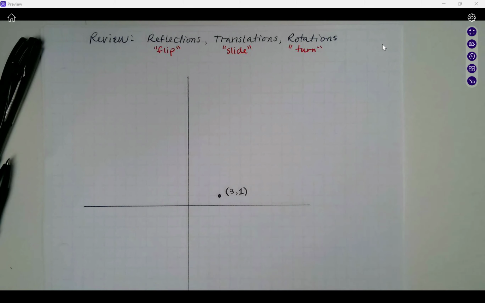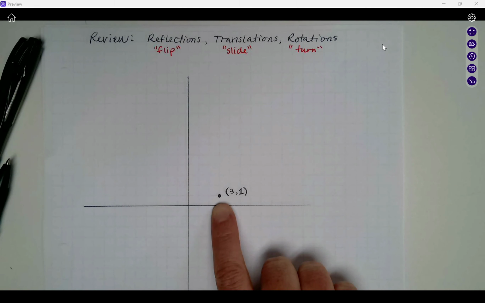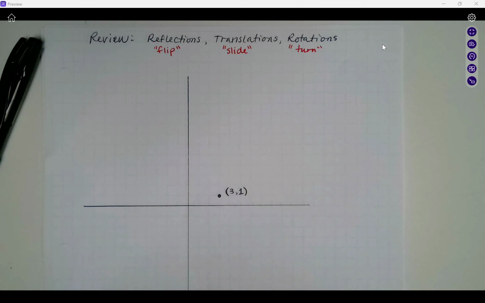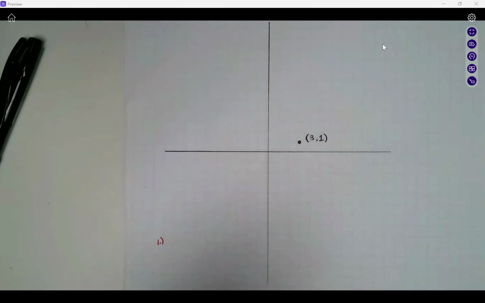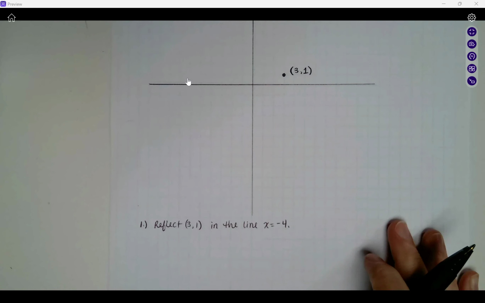So let's consider this ordered pair, or this point here in the coordinate plane, (3, 1). And we are going to reflect this point over the line x equals -4. So our first task will be to reflect over the line x equals -4. Okay, so I paused the video so I could write the instructions in black ink.